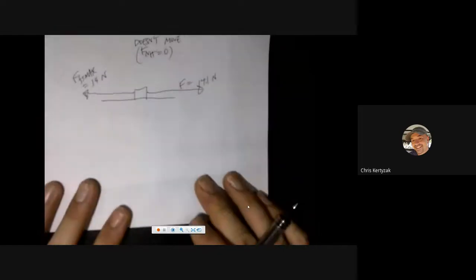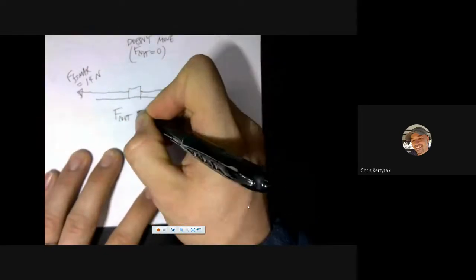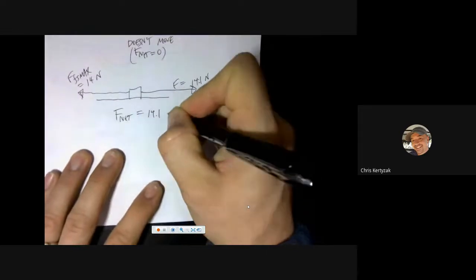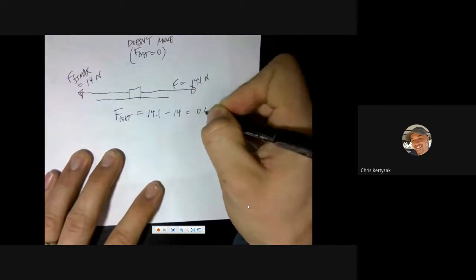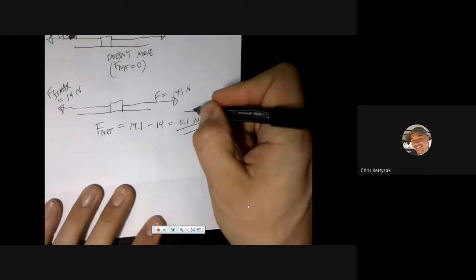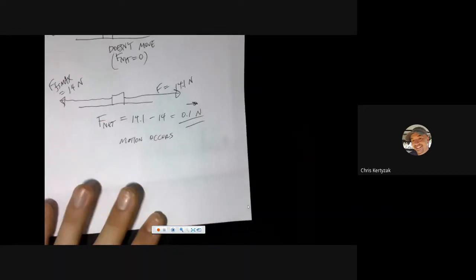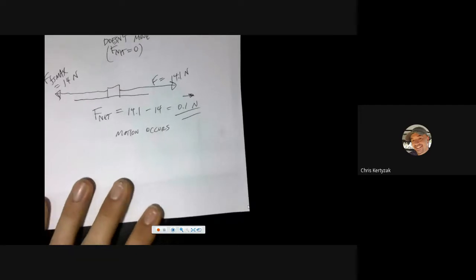What will happen? It will move. What would the net force be in this scenario? 14.1 minus 14 equals 0.1 newtons. You mean there's an unbalanced amount of force? Yep, 0.1 newtons. What's going to happen? It's going to move in that direction, right? Motion occurs in the direction of the unbalanced amount of force, called the net force. What would the acceleration be?